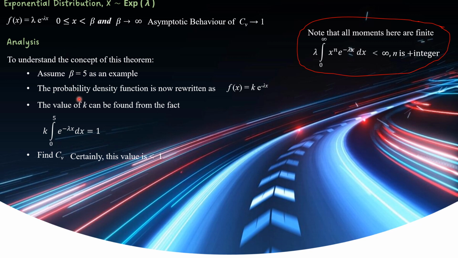Some analysis here, we can assume beta equals a finite value like 5, like 10, whatever you want. And then the probability density function can now be rewritten as this, but this k is no longer equal to mu. We need to calculate it from the principle of conservation of probability.